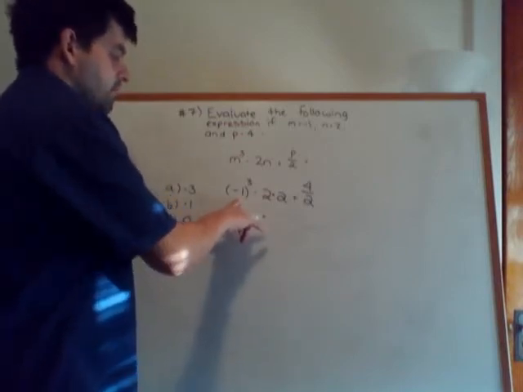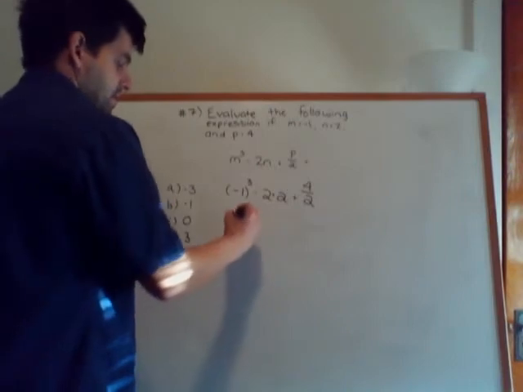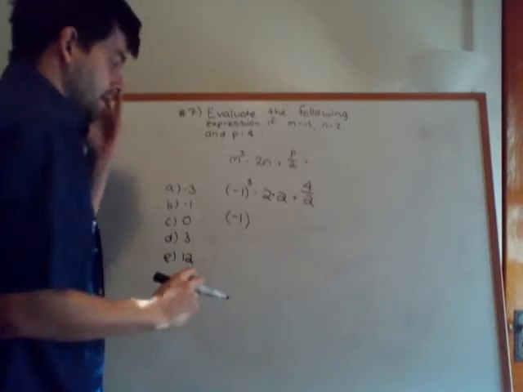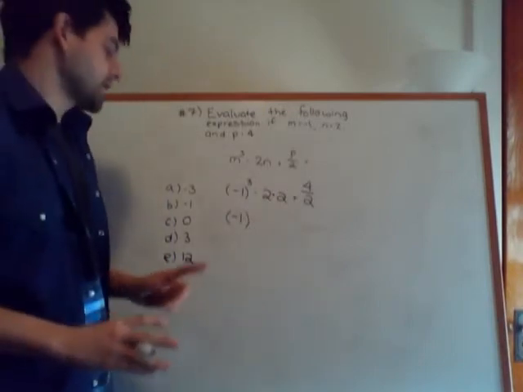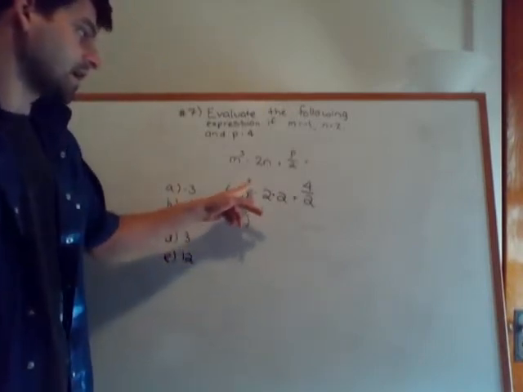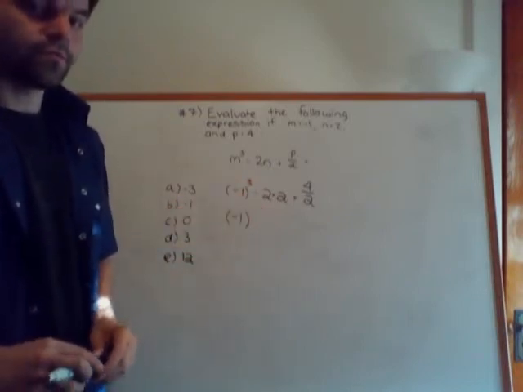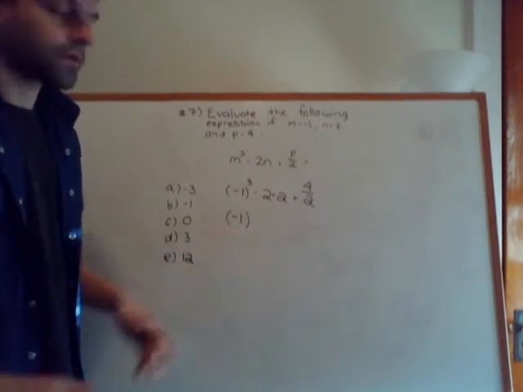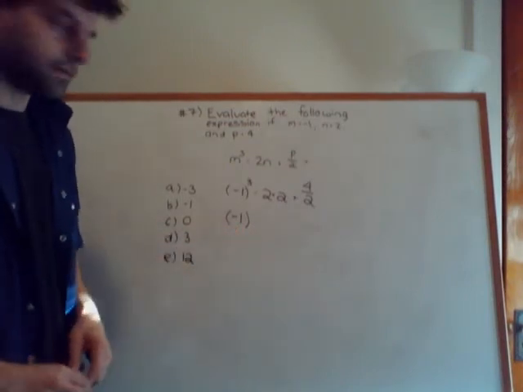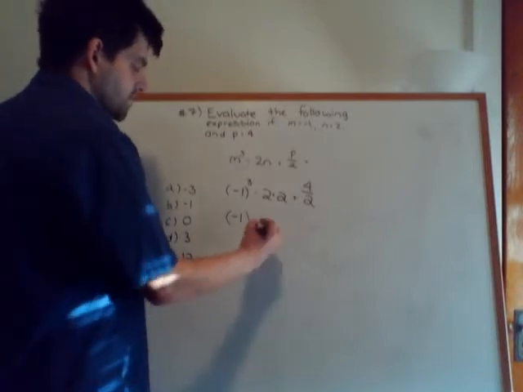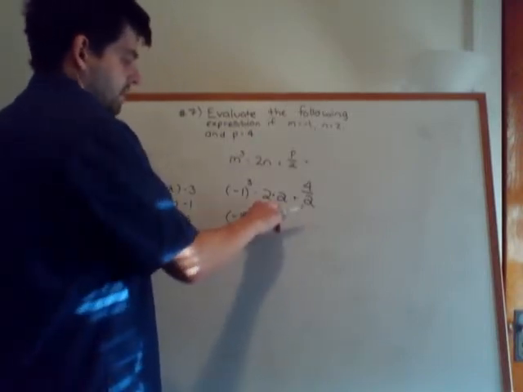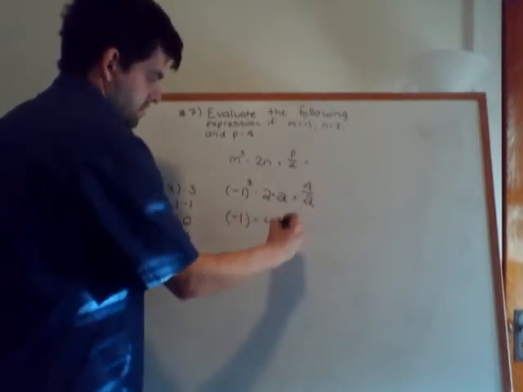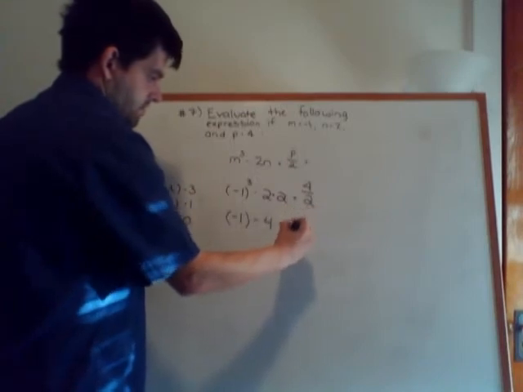-1 times -1 times -1 is going to be -1. One trick to keep in mind with negatives and exponents: if you have a negative number to an odd exponent, your value will be negative. If you have a negative value to an even exponent, you will have a positive value. Continuing on, 2 times 2 is 4, plus 4 divided by 2 is 2.